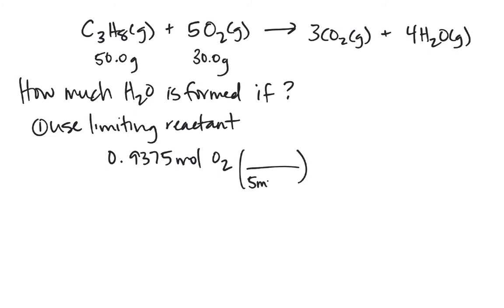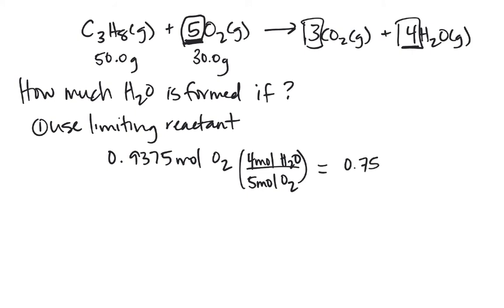We are going to use our molar ratio to figure out how much water is going to be made. So for every 5 moles of O2, which we got from our balanced equation, we're going to need 4 moles, or make 4 moles of water. And that came from our balanced equation up here, mole to mole ratio, and we find that we are going to be able to make 0.75 moles of H2O. We can convert that into grams, or mass, and we get about 13.51 grams of H2O is possible.